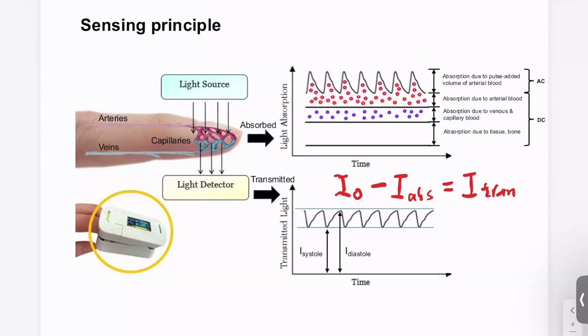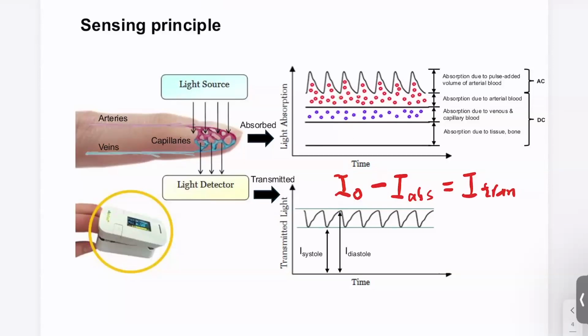That means when we are at the peak of the pulse, the absorption is the strongest, then the transmitted light is the weakest. Then when we are at the foot of the pulse, absorption is the weakest, then transmission is the strongest. So the 2 plots are kind of inverted. When we are at the peak of a pulse, the corresponding transmitted light intensity is called I systole. And when we are at the foot of a pulse, the corresponding transmitted light intensity is called I diastole.